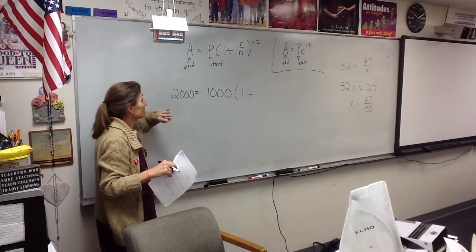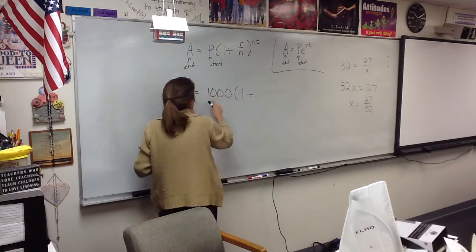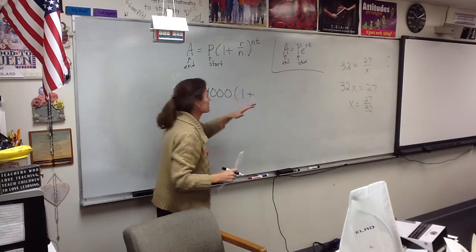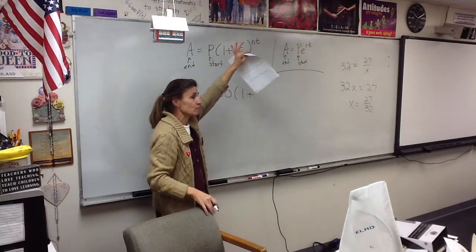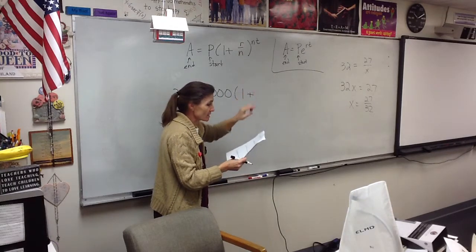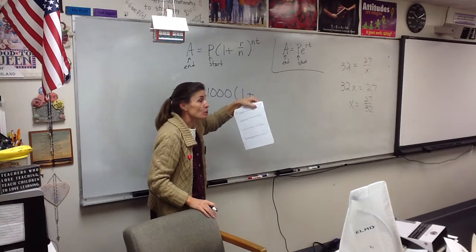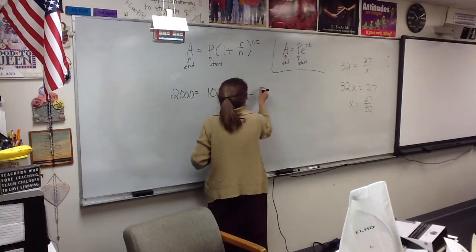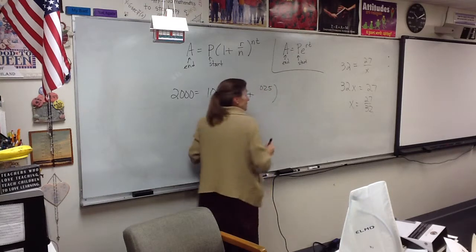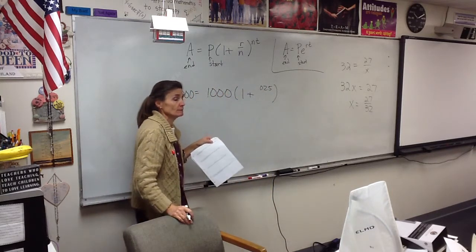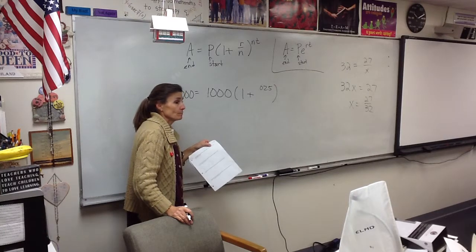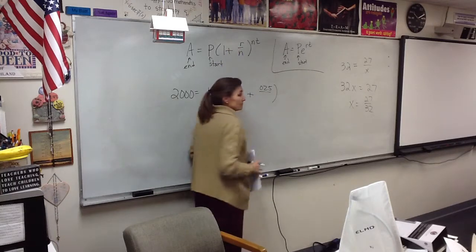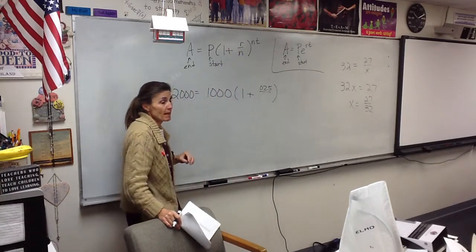So we have 2,000 equal to 1,000 times 1 plus, now R. Take a wild guess. What do you think the R stands for in this problem? The rate, which for us is what? 2.5%, but you can't put it in as 2.5, you have to put it in as 0.025. You're putting it in as its decimal. It's R over N. I'm plugging numbers into my formula.